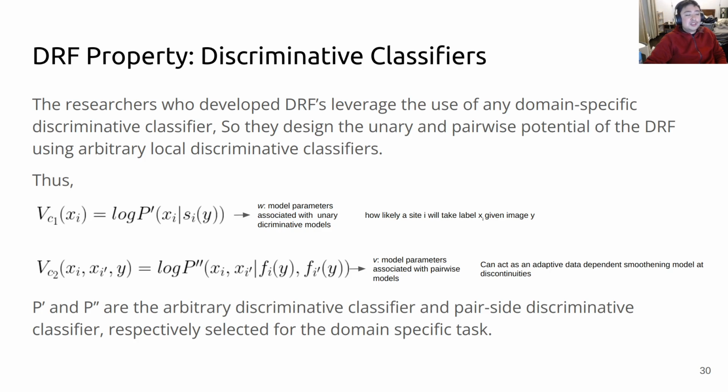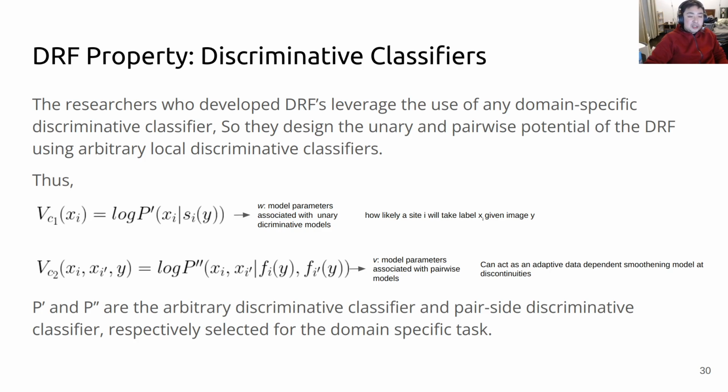So here's a little mistake, that's x and y. We can describe the unary clique potential of site i, as a function of x_i and y, and it's equal to the log of the discriminative classifier term. When we use a discriminative classifier, we can describe the parameters as w, and this really depends on the classifier that you choose. And then s_i given y is a feature vector that we obtain from our training data. And the same goes for the pairwise clique potential. So we're using a pairwise discriminative classifier, and then we use v as the parameters of the pairwise.